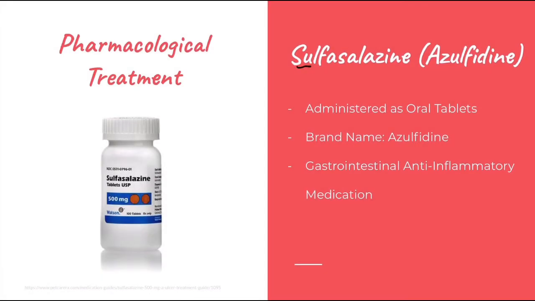The medication we have been assigned is sulfasalazine, which is one of the 5-aminosalicylates. Sulfasalazine is a prescription drug that is an oral tablet. It is available both as generic drugs and as brand name drugs, known as Azulfidine. Sulfasalazine relates to the inflammatory bowel disease, ulcerative colitis, as it is a gastrointestinal anti-inflammatory medication.